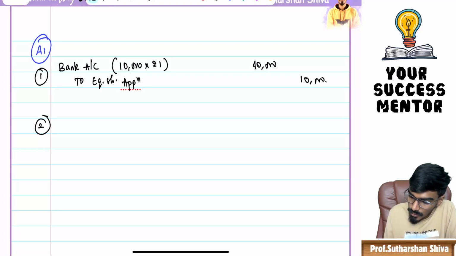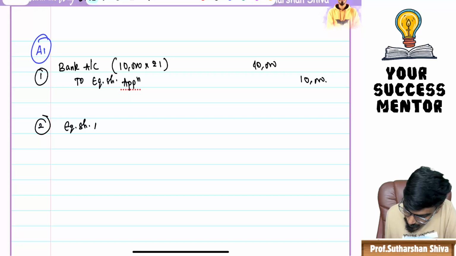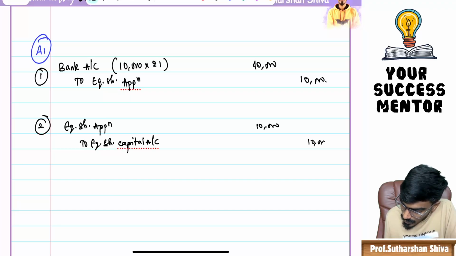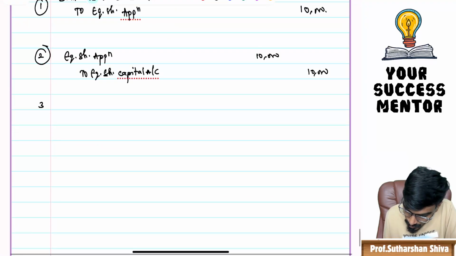What is the next entry we should pass? Reversal entry. Equity share application to equity share capital. What should I write? 10,000. This is the allotment entry. Now come to the due entry. What is the allotment money due?